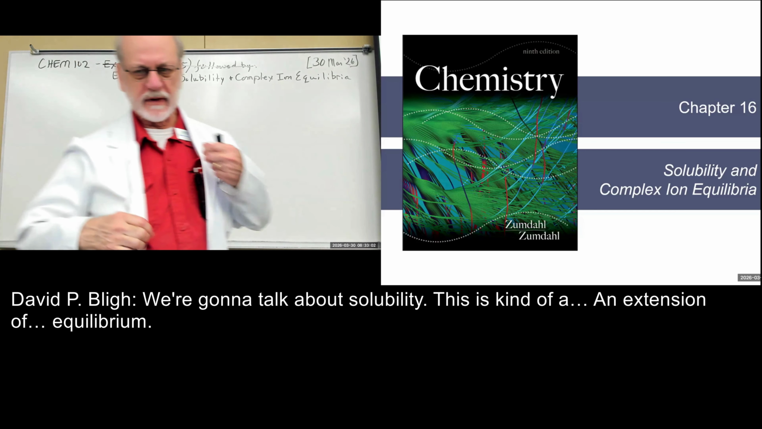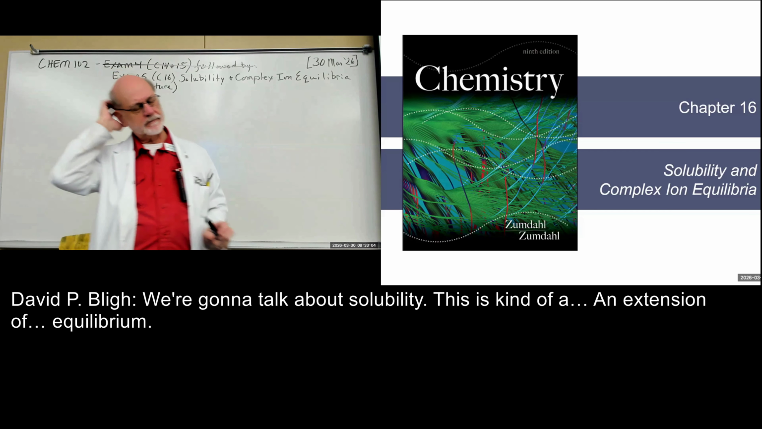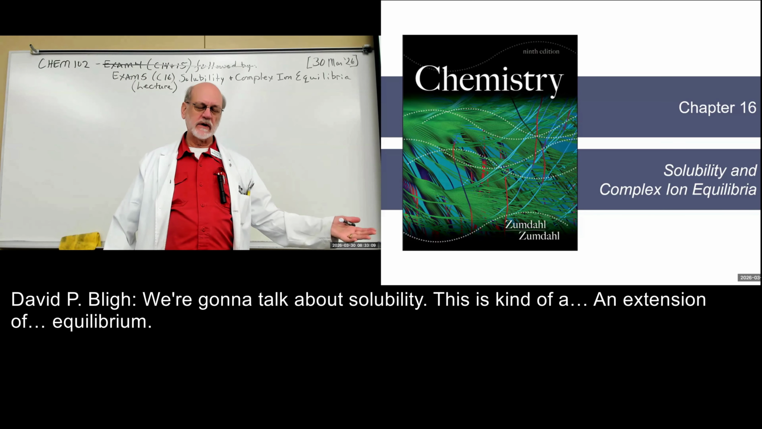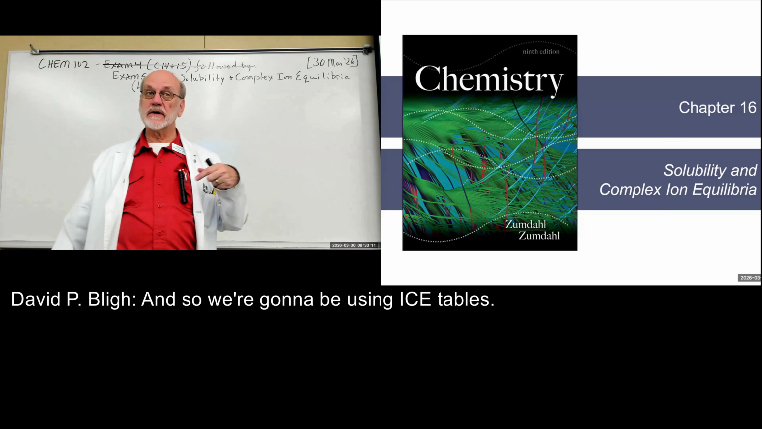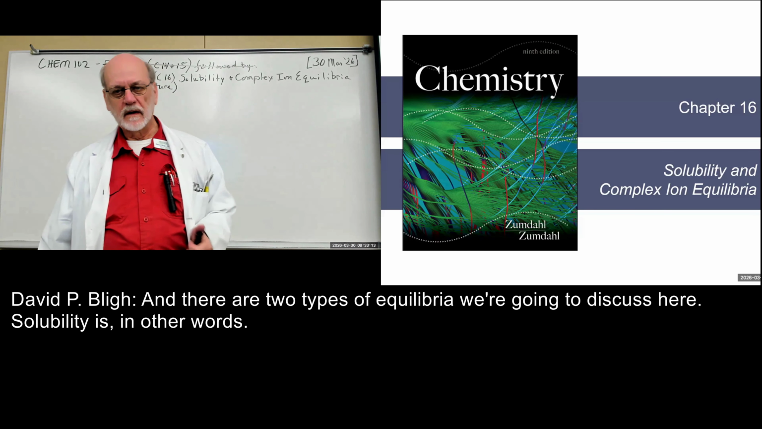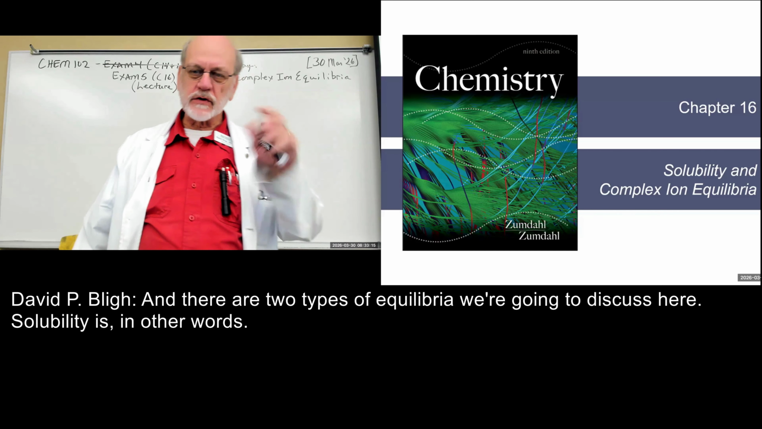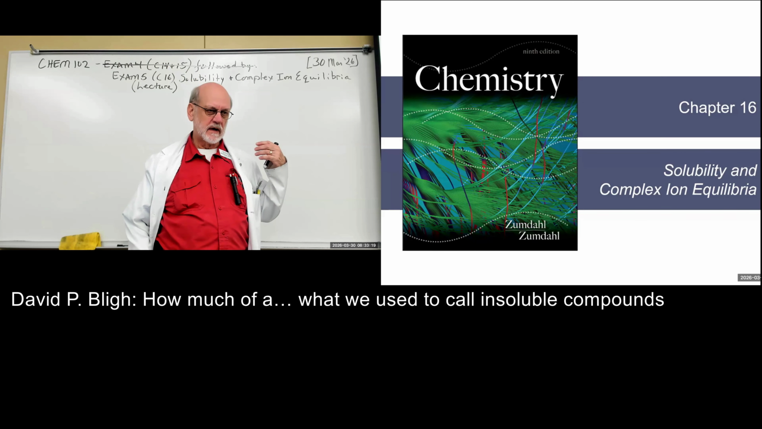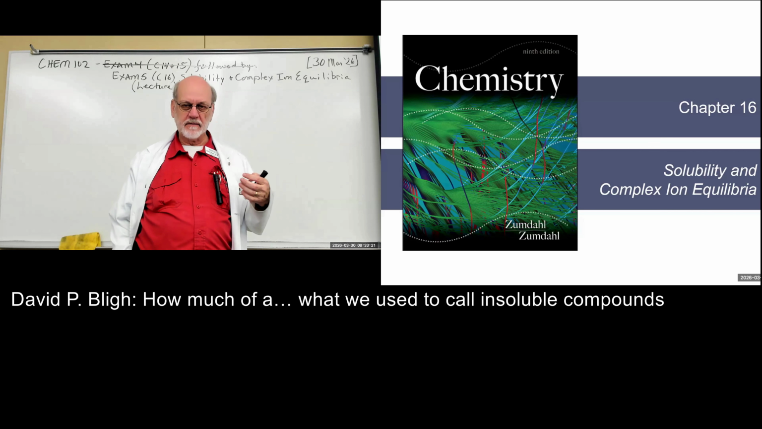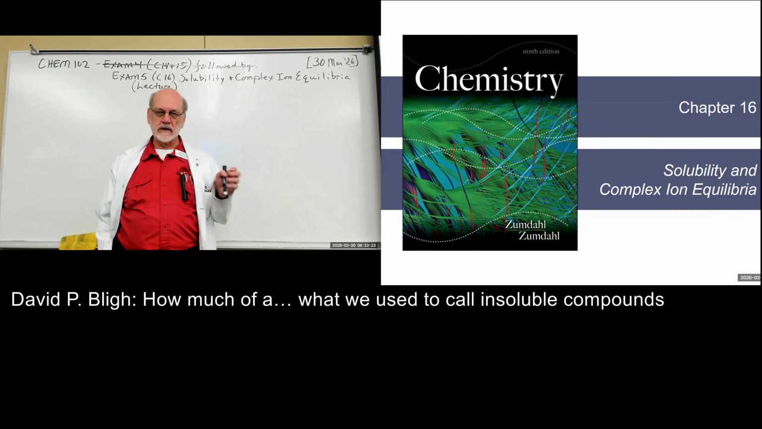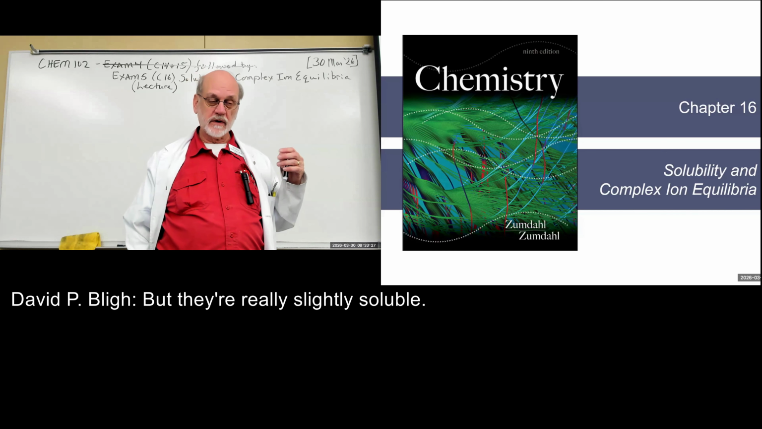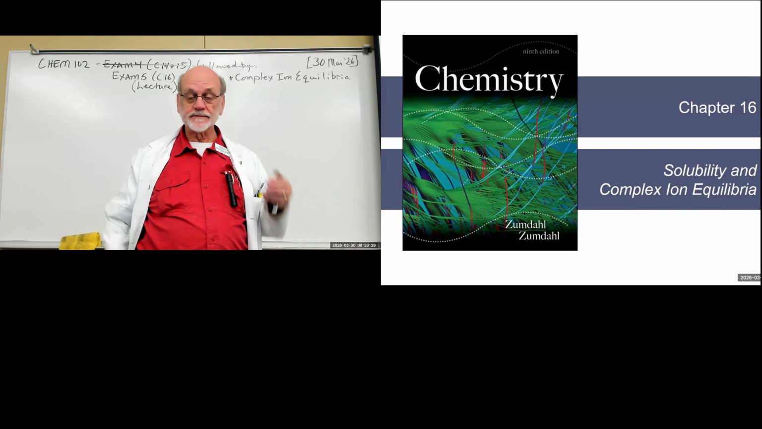We're going to talk about solubility. This is kind of an extension of equilibrium, so we're going to be using ICE tables. And there are two types of equilibrium we're going to discuss here. Solubility is, in other words, how much of what we used to call insoluble compounds, but they're really slightly soluble.